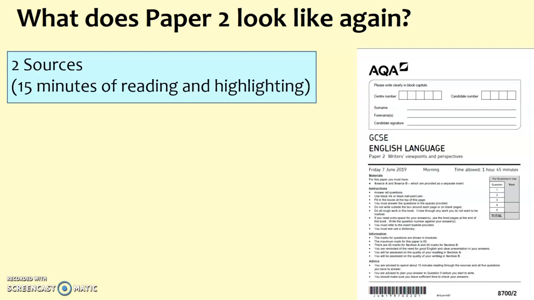Spend the first 15 minutes of the hour and 45 reading those two sources and highlighting anything which leaps out at you. So then when you go to answer the questions, you can look at your highlighted pieces rather than having to reread the whole extract every time you answer a question. So be smart with your time.